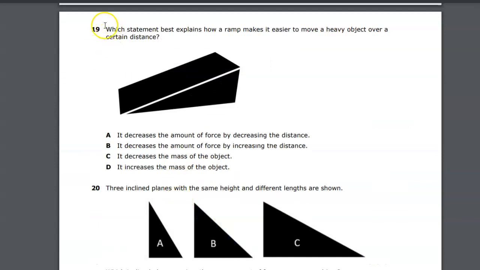2 more questions. Number 19. Which statement best explains how a ramp makes it easier to move a heavy object over a certain distance? Remember, a ramp is also an inclined plane. A. It decreases the amount of force by decreasing the distance. B. It decreases the amount of force by increasing the distance. C. It decreases the mass of the object. D. It increases the mass of the object.